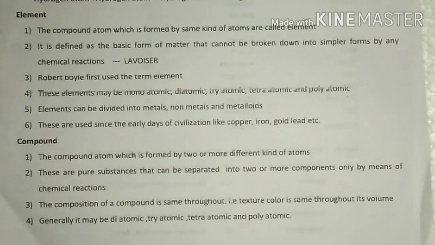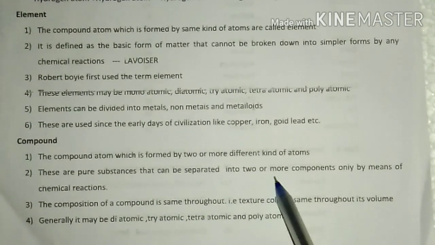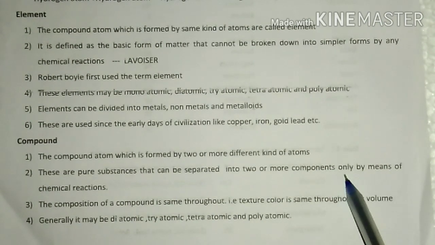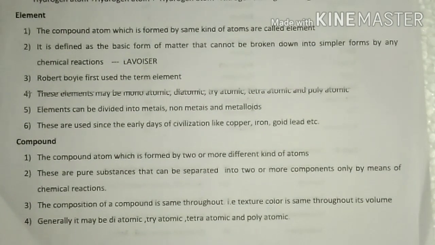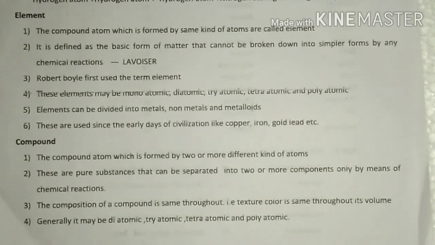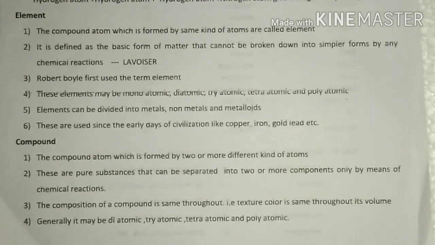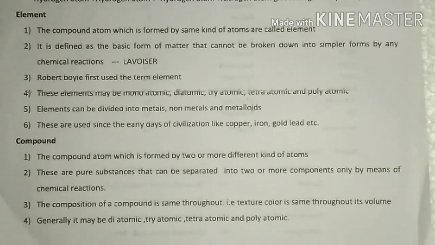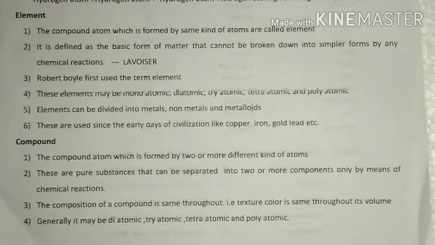Now let us come to compounds. A compound is a pure substance that can be separated into two or more components by means of chemical reactions. As I already said, H2O, water, is an example of a compound, as are hydrochloric acid and sodium hydroxide. We should know that in nature there are fewer elements, while lakhs and millions of compounds are there.